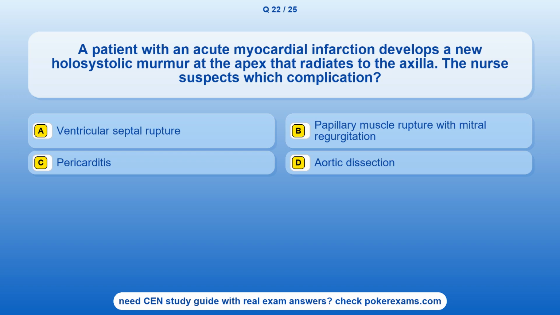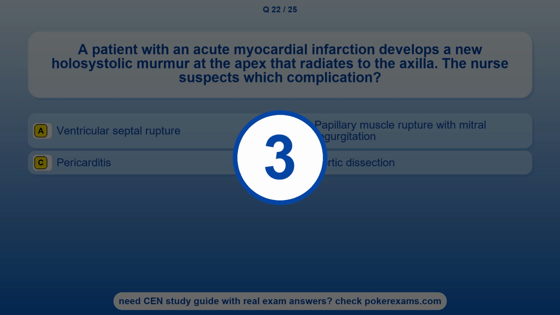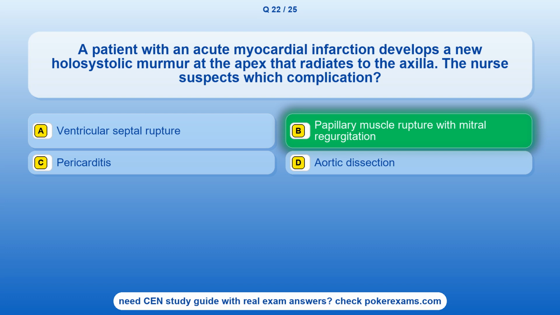Question 22. A patient with an acute myocardial infarction develops a new holosystolic murmur at the apex that radiates to the axilla. The nurse suspects which complication? Option A, a ventricular septal rupture. Option B, papillary muscle rupture with mitral regurgitation. Option C, pericarditis. Option D, aortic dissection. The correct answer is option B, papillary muscle rupture with mitral regurgitation.